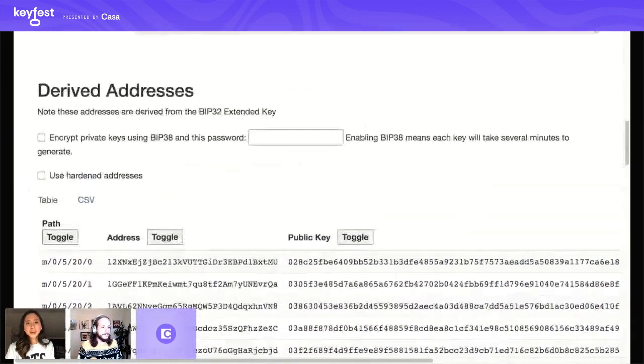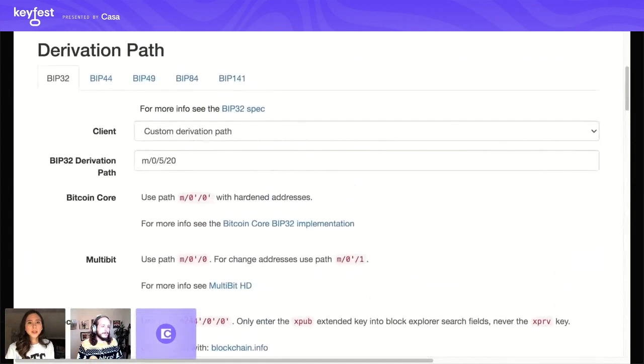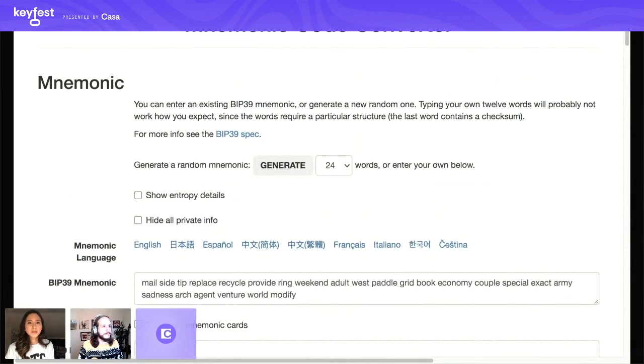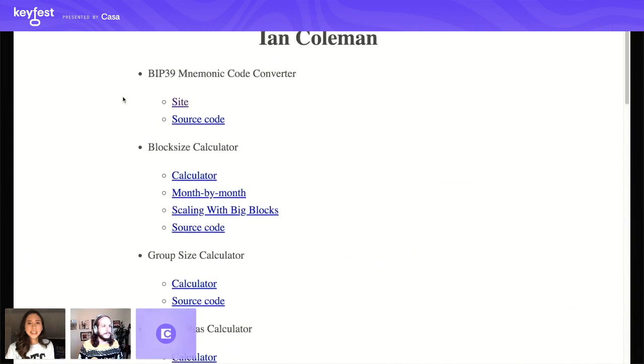But really awesome tool, especially for development, especially for learning. Check it out if you have time. There's also some other cool tools that he has. But yeah, that's how BIP32 and BIP39 kind of work in the real world.